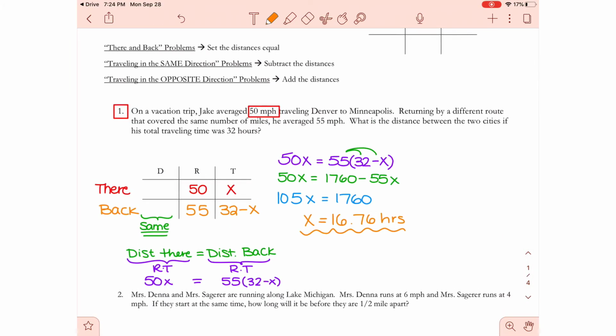What was the question? The question says, what is the distance? I know the time that they drove, but I don't know the distance. So to find the distance, I can plug into either distance equation, 50x or 55 parentheses 32 minus x. Because we set them equal, it doesn't matter.